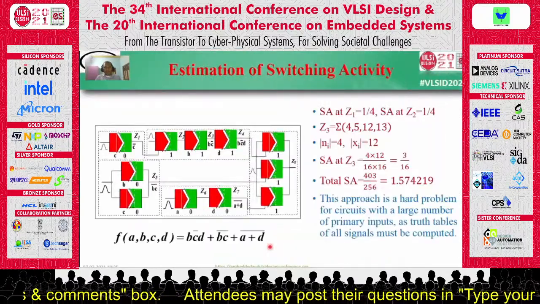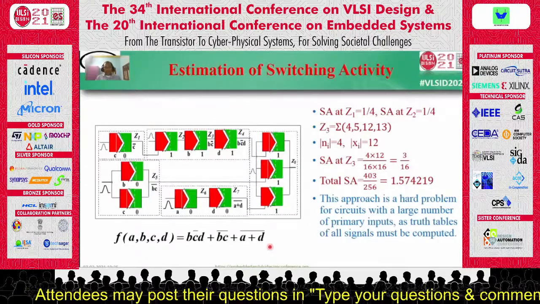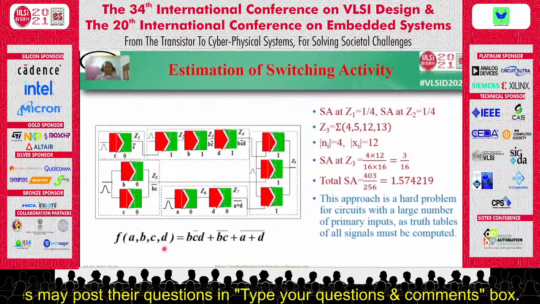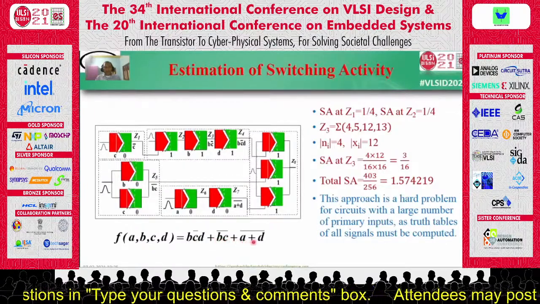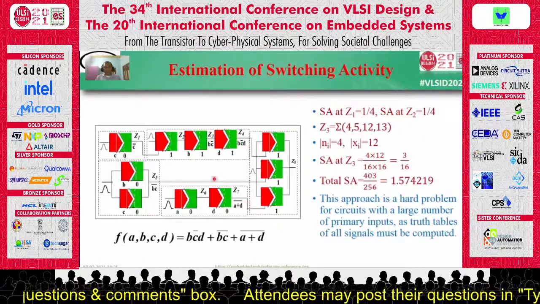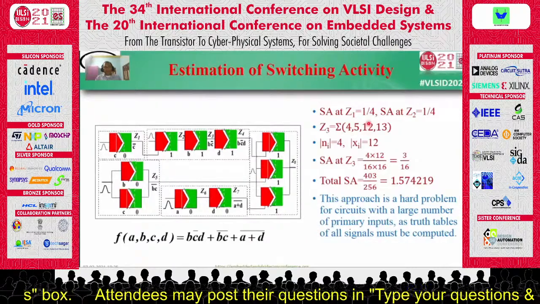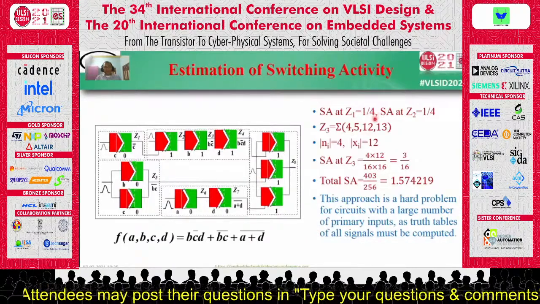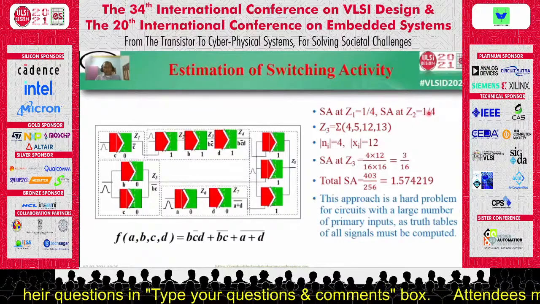Now we discuss the estimation of switching activity of any graphene based circuit. For this, we take a 4-variable function, BC̄D plus (BC)‾ plus A plus D whole bar, and we implement this function with a graphene based circuit. So Z1 is basically C bar, so it is quite obvious that the switching activity at Z1 is 1 by 4. The switching activity at Z2 is also 1 by 4.